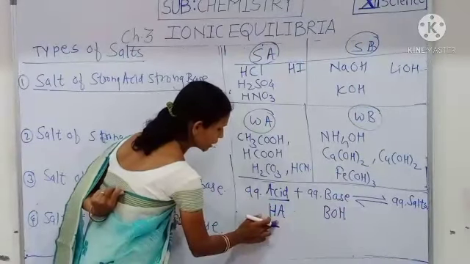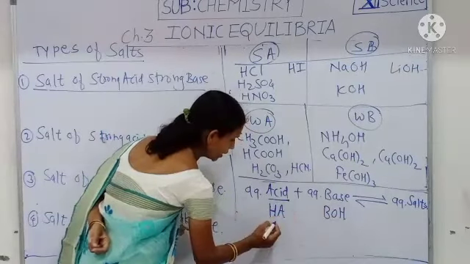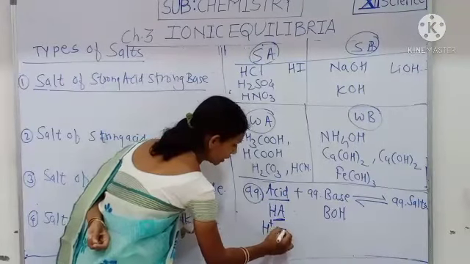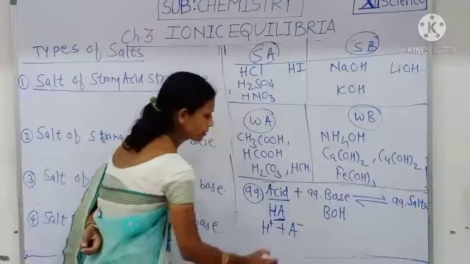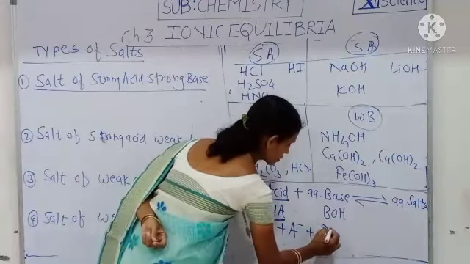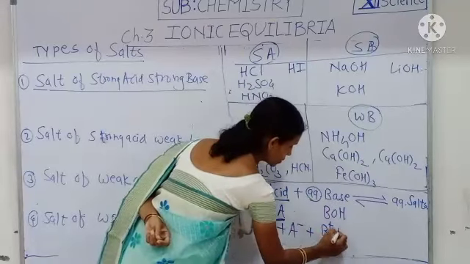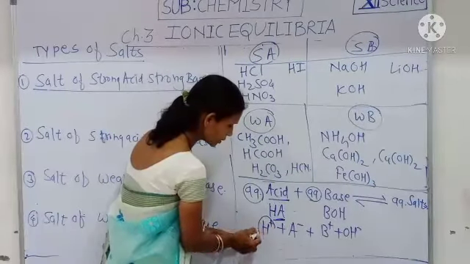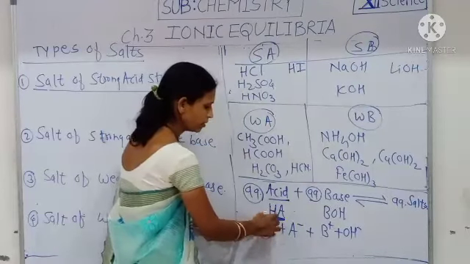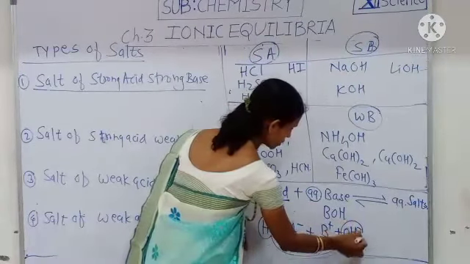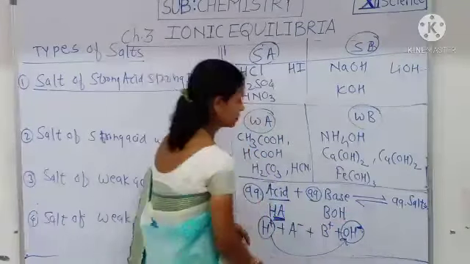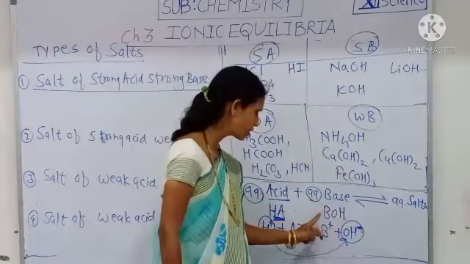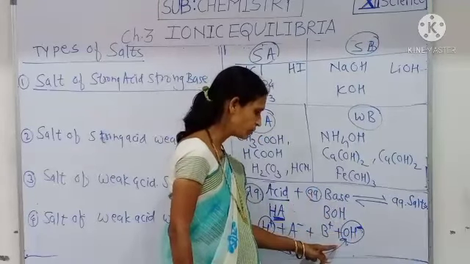When aqueous solution of HA reacts with aqueous solution of BOH, then HA acid in aqueous medium dissociates to give H plus and A minus, and the base in aqueous medium gives B plus and OH minus ion. And here the H plus ion of acid combines with OH minus ion of base, because acid has a tendency to give H plus ion in aqueous medium and base has a tendency to give OH minus ion in aqueous medium.